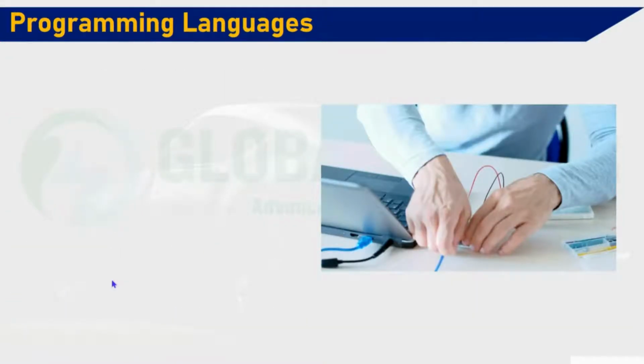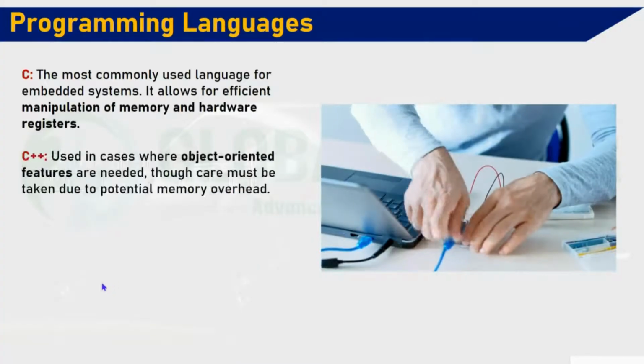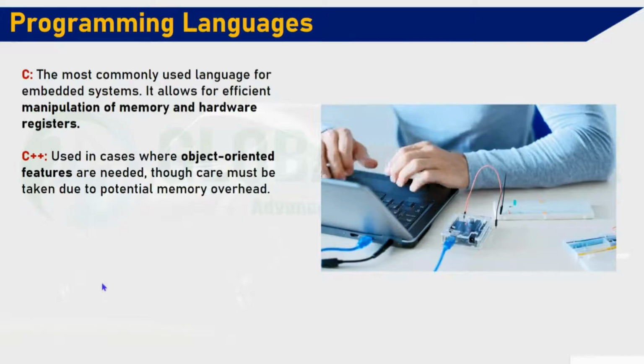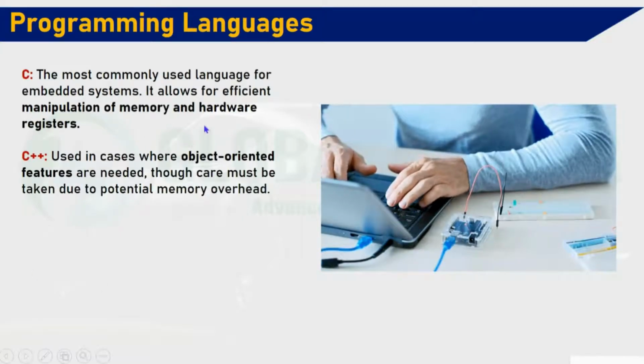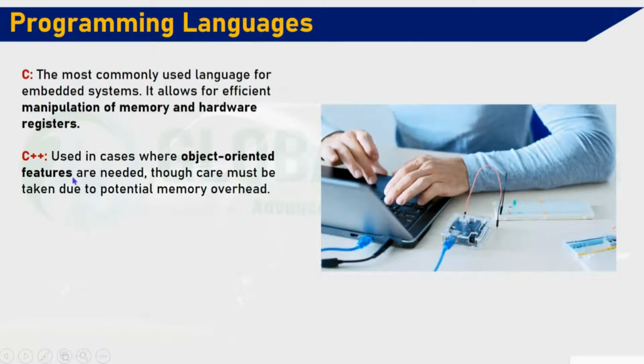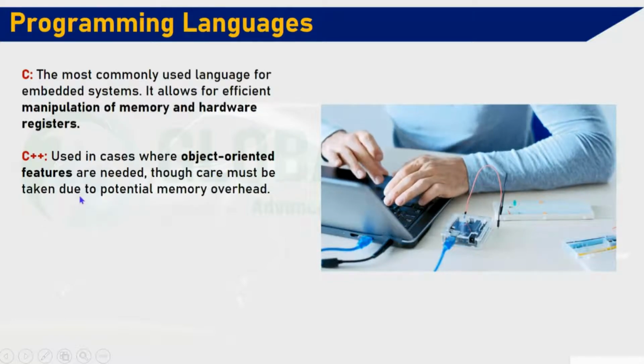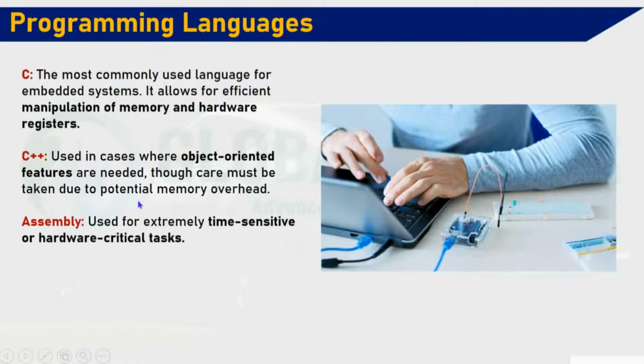What are the programming languages required to develop the embedded software? So mainly C programming is used. It allows you to manipulate the memory and hardware registers. And C++ has the object-oriented features, so that the potential memory overhead is handled.